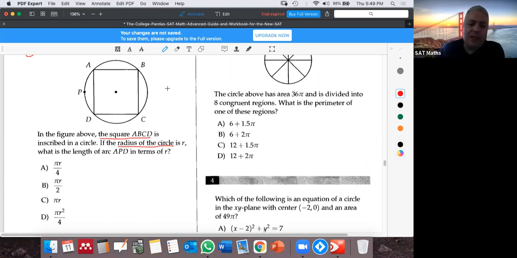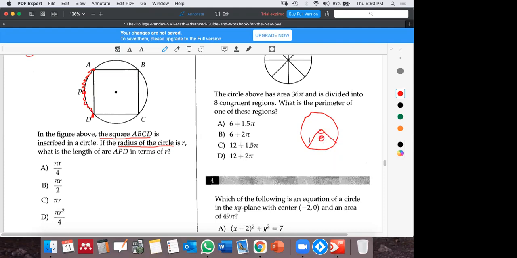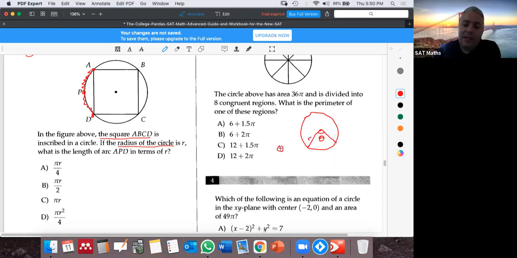Okay, let's start together. In the figure, the square ABCD is inscribed in a circle. If the radius is R, what is the length of arc APD? Where is APD? Here. So this length is the question. Remember the formula. How was it to find the length? If this is the center and this is R, it is theta over 360 times 2 pi r.